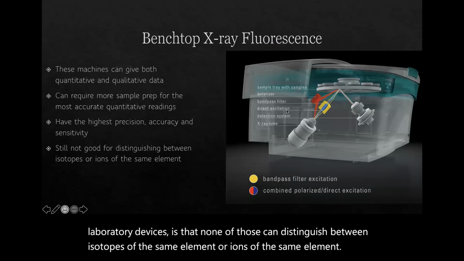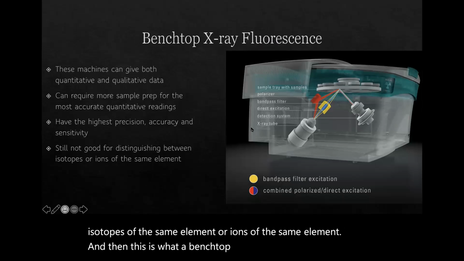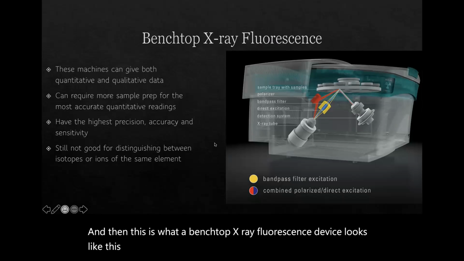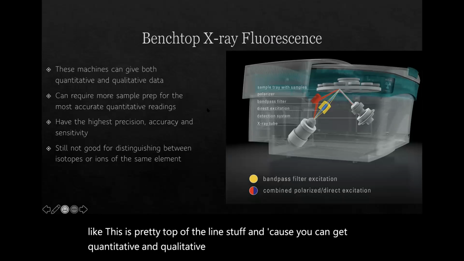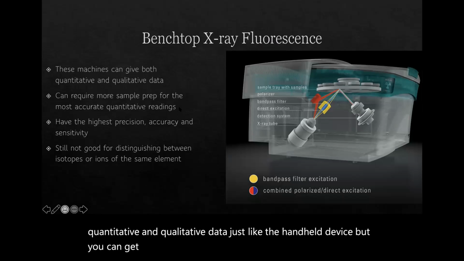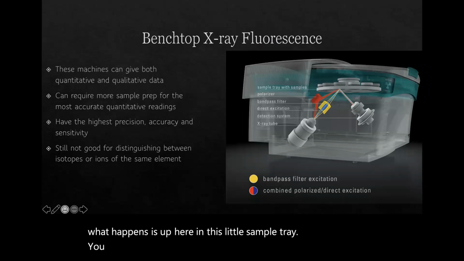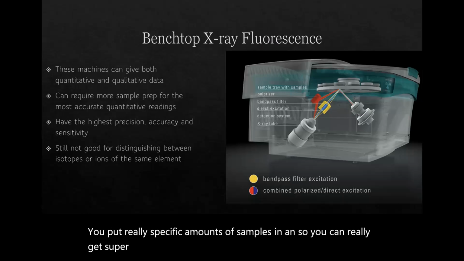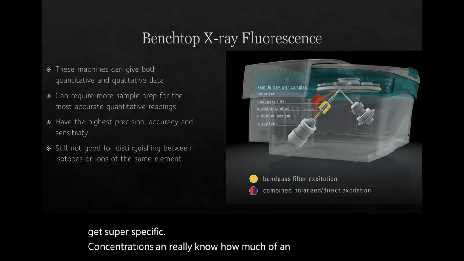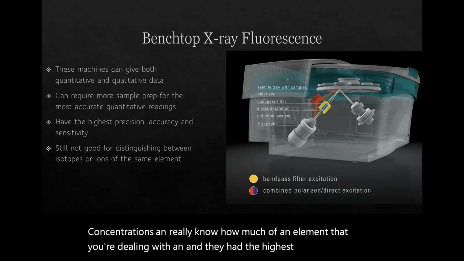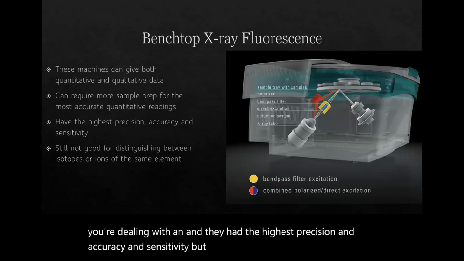And this is what a benchtop X-ray fluorescence device looks like. This is pretty top of the line stuff, and because you can get quantitative and qualitative data, just like the handheld device, but a lot more accurate quantitative readings, because up here in this little sample tray, you put really specific amounts of sample in, and so you can get super specific concentrations and really know how much of an element you're dealing with. They have the highest precision, accuracy, and sensitivity, but they still can't distinguish between isotopes or ions.